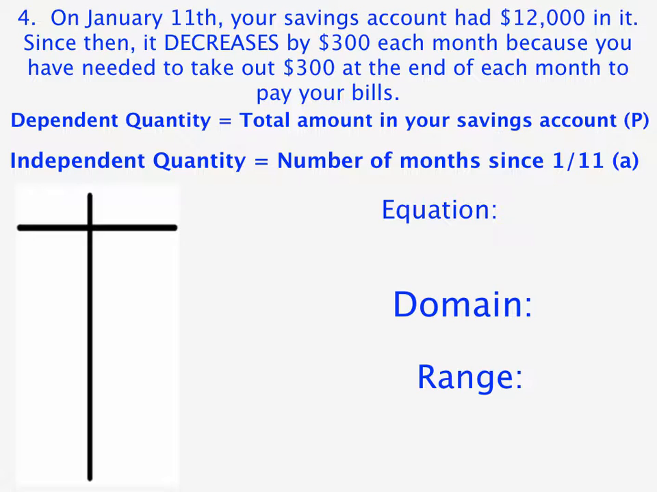Big difference here, that quantity is decreasing. Already, I'll tell you that our dependent quantity is going to be the total amount in the savings account. Once again, please pause the video and play it again once you've taken care of everything.